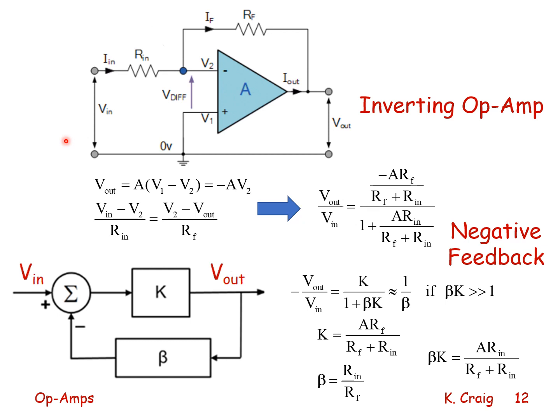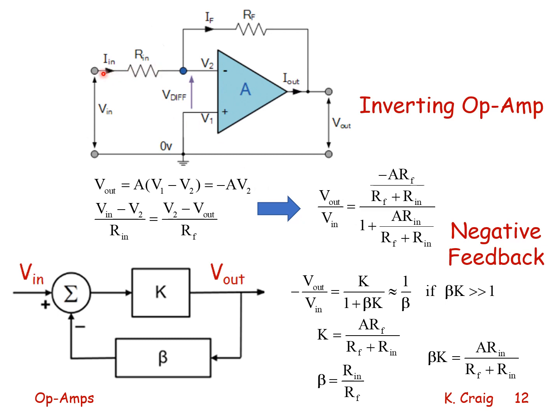This is an inverting op amp. My gain is A. The non-inverting input is connected to ground. The inverting input is connected through R in to V in. The output voltage is connected through R feedback to the inverting input terminal. I know that Vout equals A times V1 minus V2, which is minus A times V2. This is for an ideal op amp.